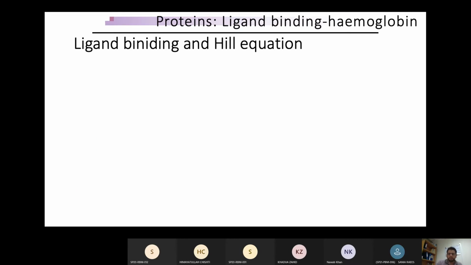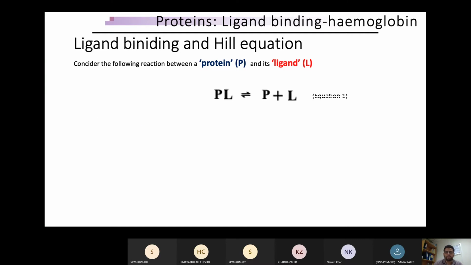This ligand binding cooperativity could be explained in the case of hemoglobin by an equation which is called the Hill equation. We will come to the Hill equation later, but first you need to understand how this is all happening. First you need to understand how ligand binding and protein binding could be explained in the case of protein. How can we explain this in the case of protein? So you could go for this.